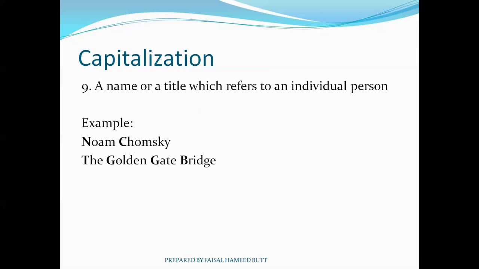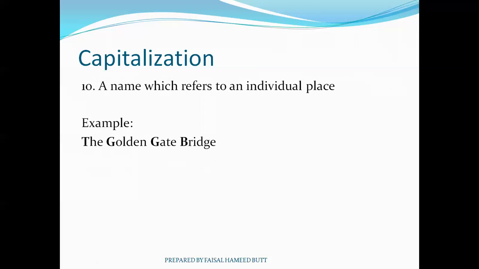A name or a title which refers to an individual person. So the name of a particular person will be written with a capital letter. Like Noam Chomsky, I have given you the example. The next example is not for a person, right? That was a mistake there. So a name which refers to an individual particular place, like the Golden Gate Bridge. It is the name of a bridge, right? That is in California, I suppose.